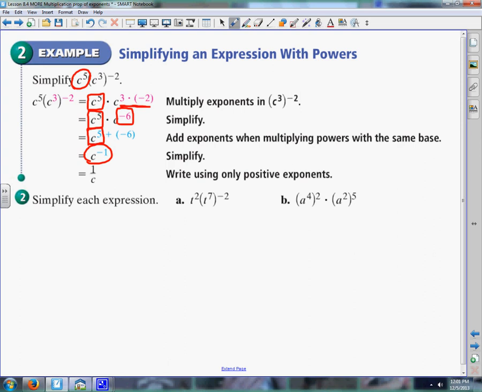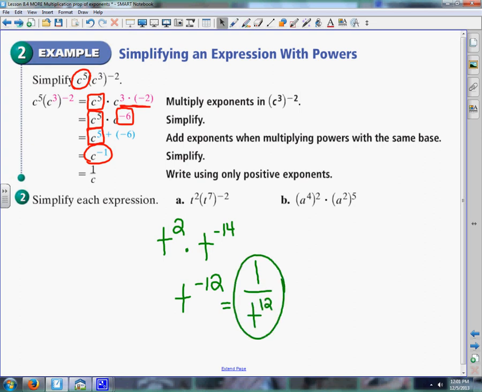Okay, so this would be t to the 2nd times t to, and I'm going to multiply 7 times negative 2 to get negative 14. Now I'm going to combine these two to get t to the negative 12th. And then I'm going to do 1 over t to the 12th. And there's my answer. Here I'm going to do a to the 4th squared. So that's a to the 8th times a to the 2nd to the 5th, which is a to the 10th. And then I add these two together to get a to the 18th.